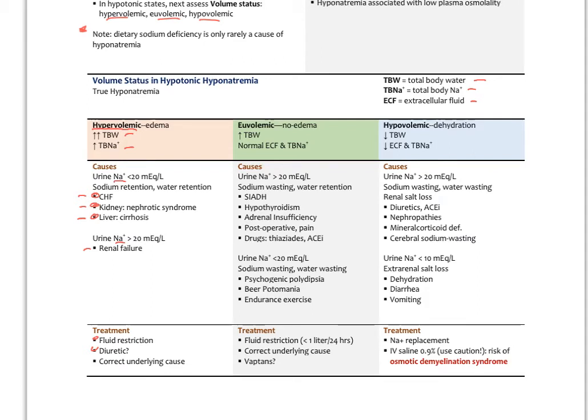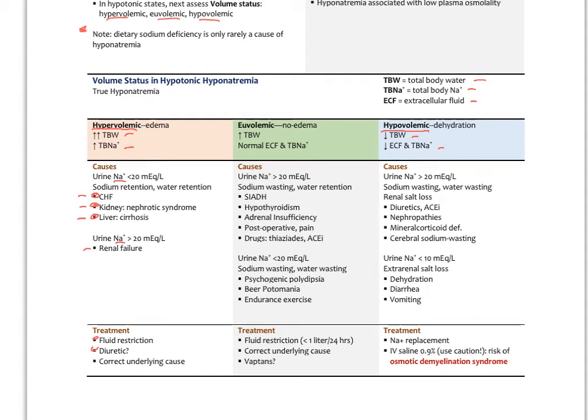Let's go to the other end, hypovolemic. These patients are dehydrated, so you might see skin tenting or signs of dehydration. So here we're going to have a low total body water, but also probably a low total body sodium. And this can have several causes.